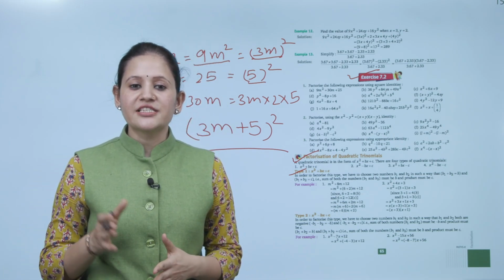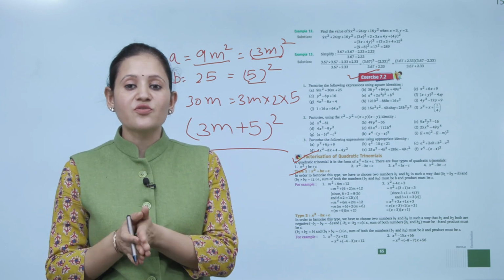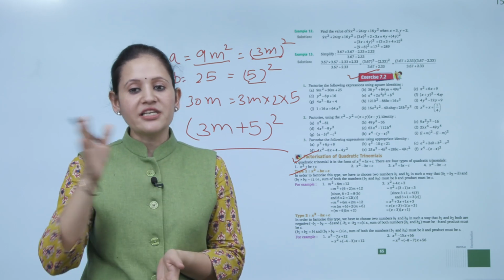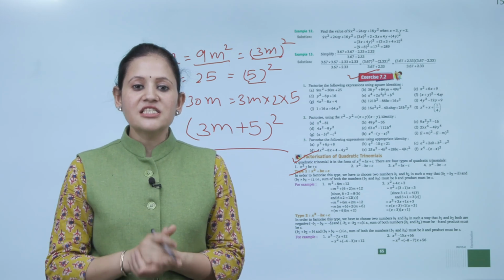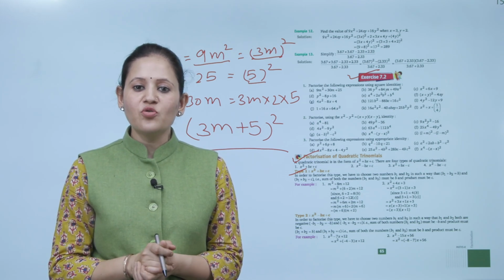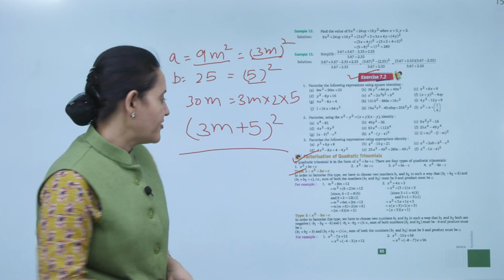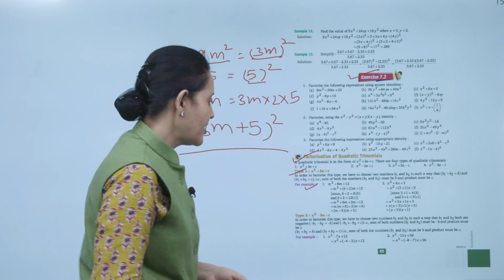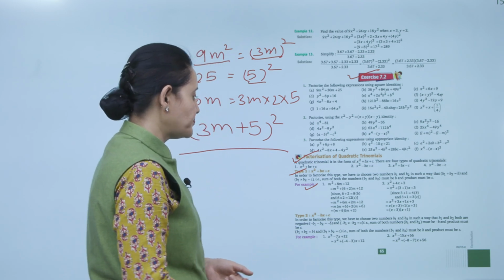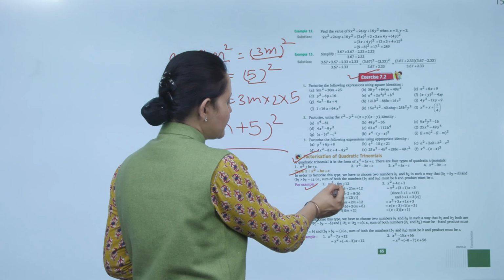In order to factorize this type, we have to choose two numbers b1 and b2 in such a way that b1 plus b2 is equal to b and b1 multiplied by b2 is c. The sum of both the numbers b1 and b2 must be b and the product must be c. For example, m square plus 8m plus 12. So here what we have to do? We have to split the middle term.